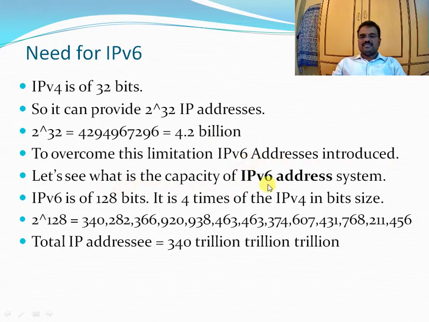See what is the capacity of the IP version 6 addressing scheme. IPv6 is of 128 bits length. It is 4 times the IP version 4 in its bit size. So 2 to the power 128 is equivalent to this large number. The total number of IP addresses is equivalent to 340 trillion. Such a huge number of IP addresses are available with the IP version 6 addressing scheme.